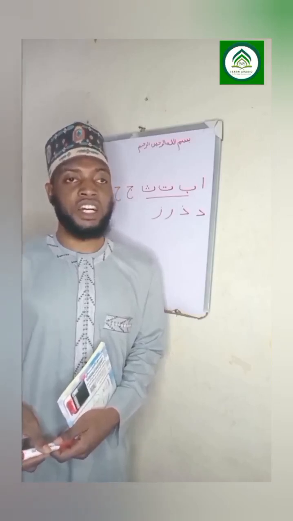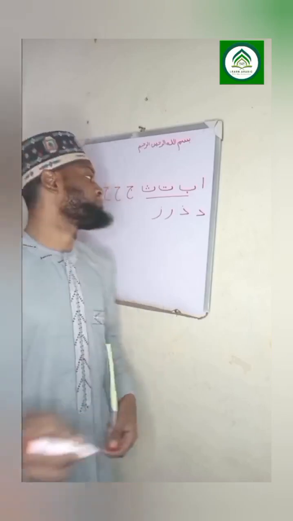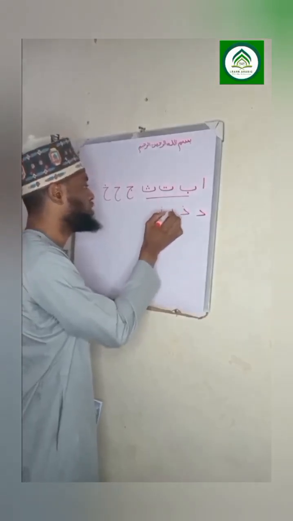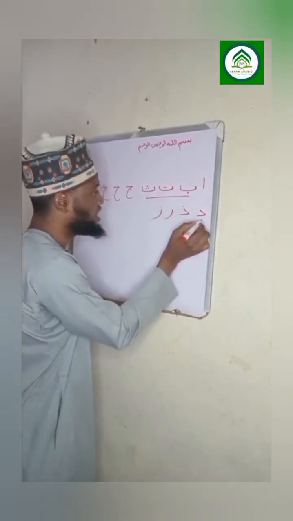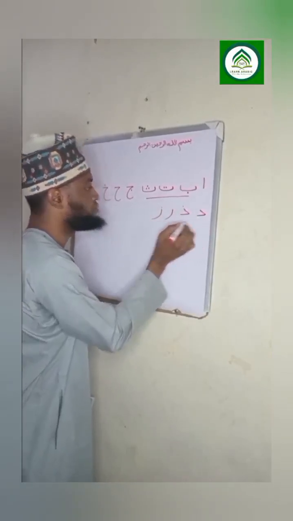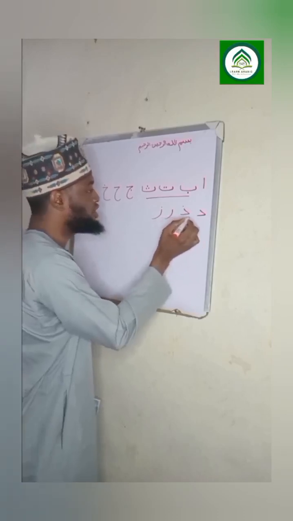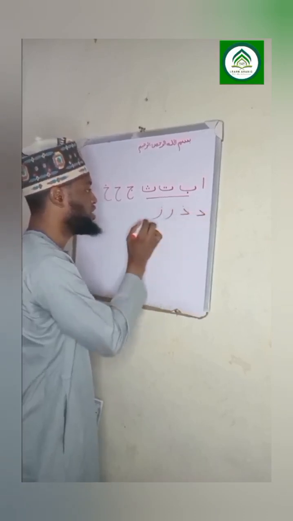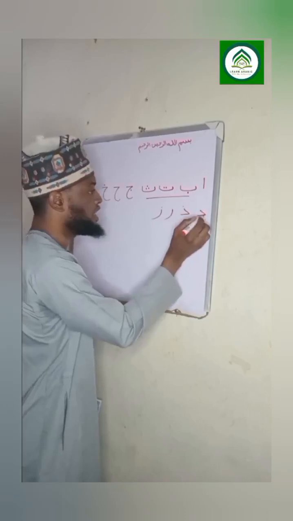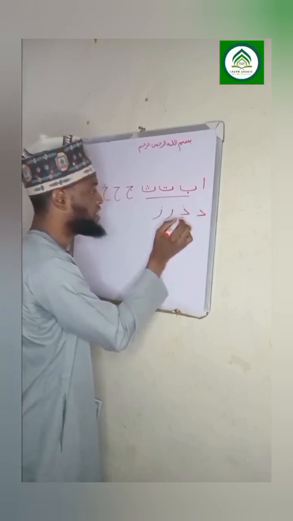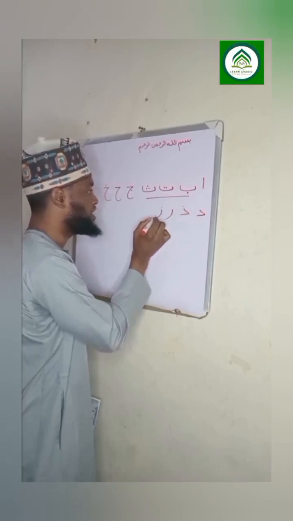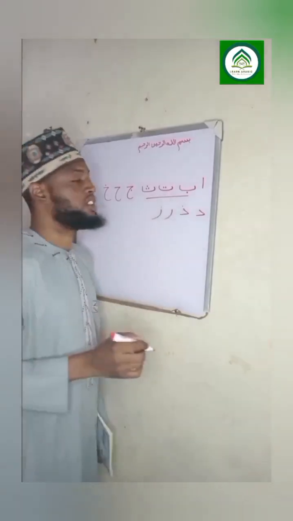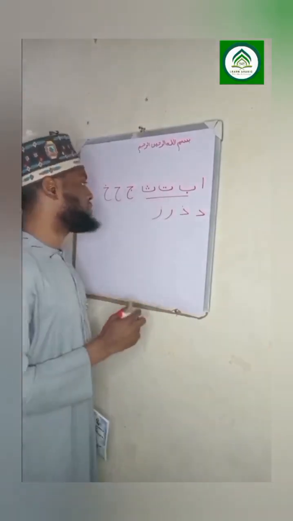Zal, Zal, Zal. Now, Ra, this one has no dot and this one has one dot on top of it. You can see these four letters look the same, but they all have different pronunciations and different names. This one is Dal, Zal, Ra, Zai. So they have the same shape but different pronunciation. Make sure you practice it so you can master these letters.